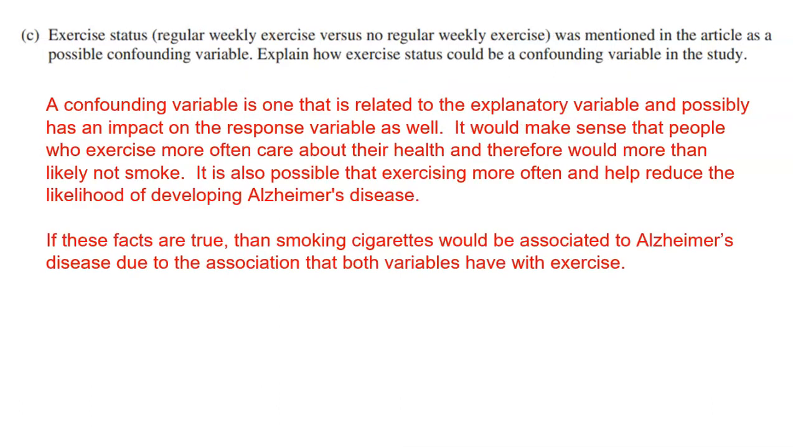All right, final question. Exercise, regular weekly exercise versus no regular weekly exercise, was mentioned in the article as a possible confounding variable. Explain how exercise status could be a confounding variable in this study. So first, it's important to make sure you understand the definition of a confounding variable. A confounding variable is one that is related to the explanatory variable and possibly has an impact on the response variable as well. So a true confounding variable is one that we could somehow relate to both the explanatory and the response. Now, why is that true for exercise?